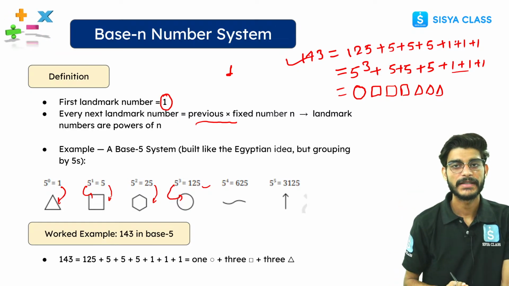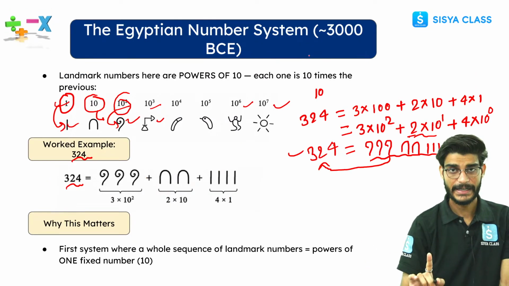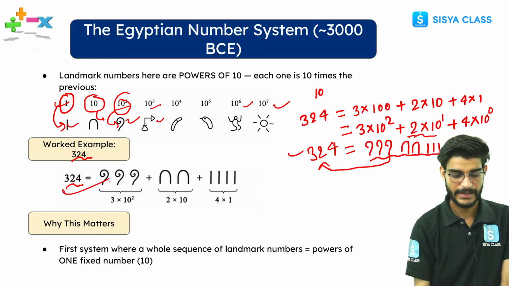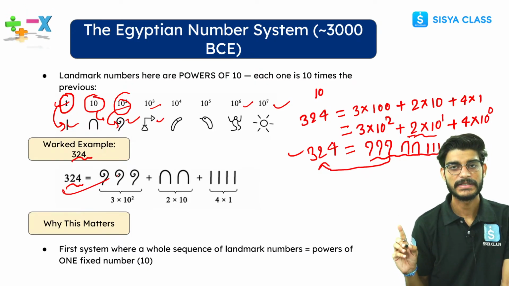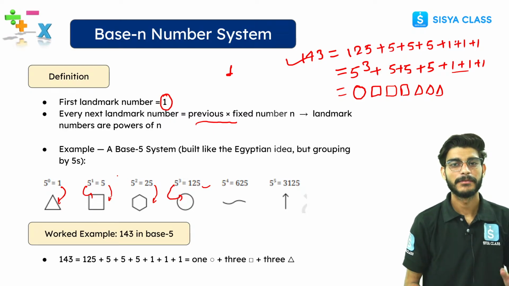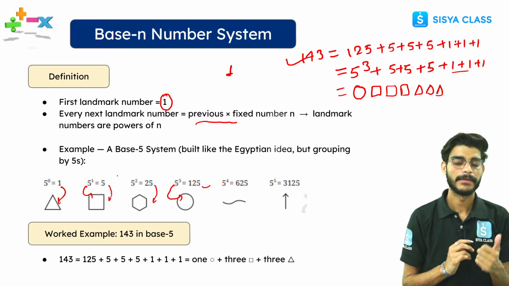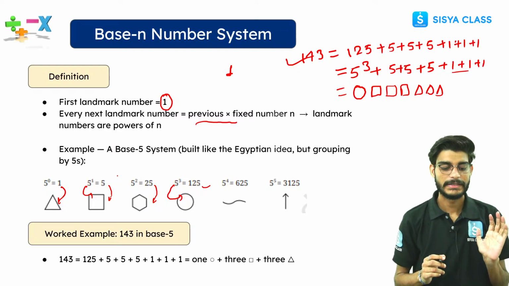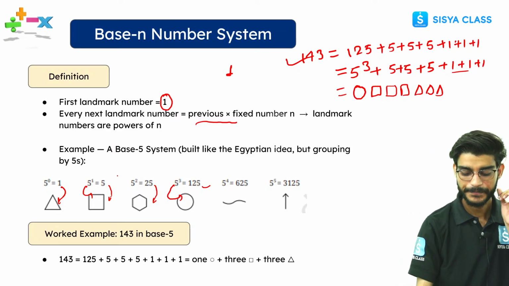Previous was for base 10. For base 10, how will you denote the numbers using symbols? Next, this is for base 5. This is the landmark number. 5 is the landmark number here. In the previous concept, 10 was the landmark number, right?